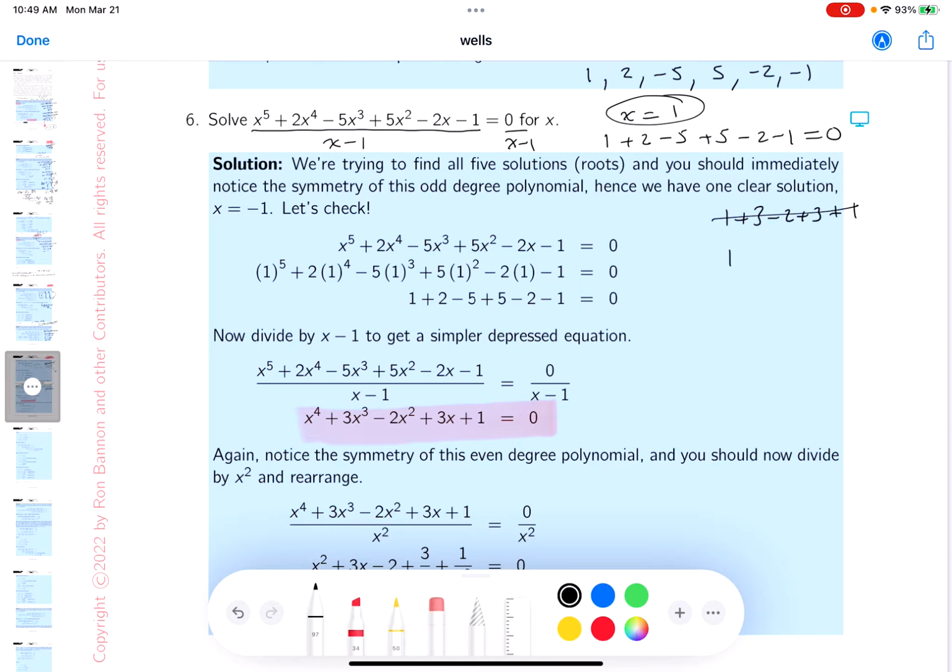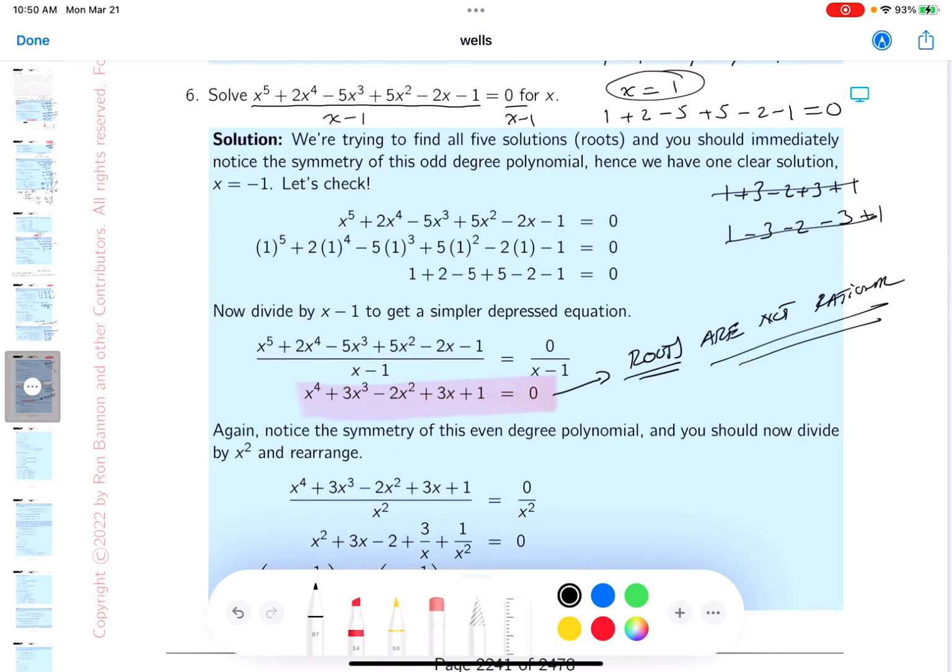That would be 1 minus 3 minus 2 minus 3 plus 1. And let's see what you get there. That's not going to work either. So the roots are not rational. Therein lies a problem. They're not rational.